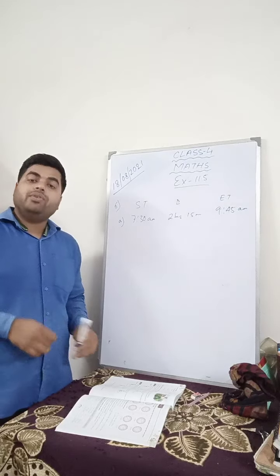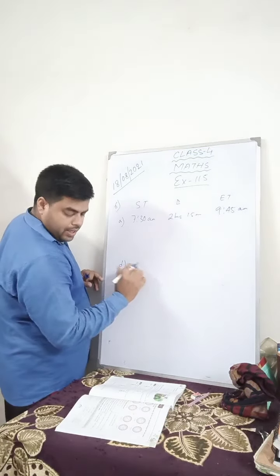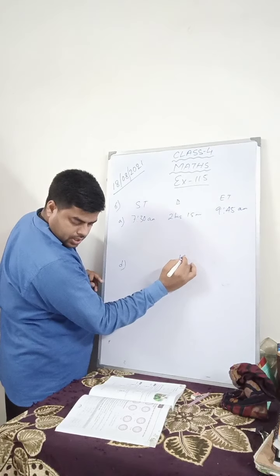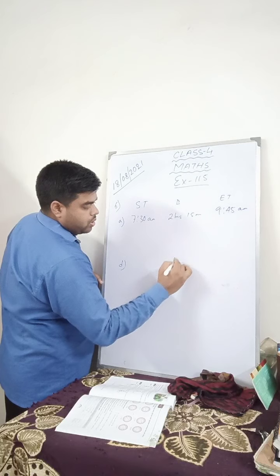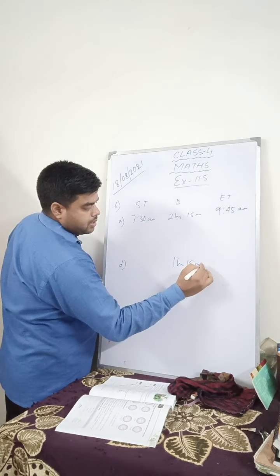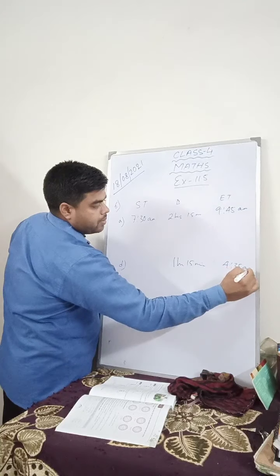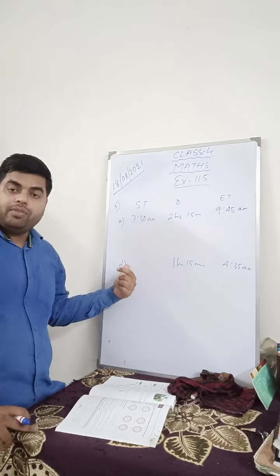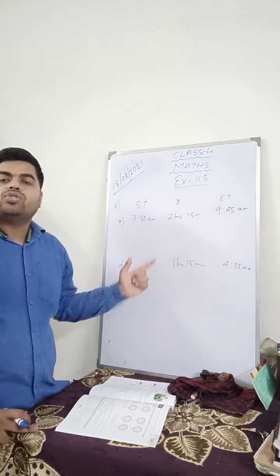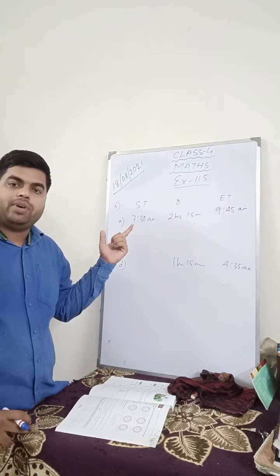Now suppose they give you the end time, let me show you one. Number D. The duration is 1 hour 15 minutes and the end time is 4:35 AM. So first you have to go 1 hour back. That means you have to find the starting time, because they have given you the ending time. So just go 1 hour back: it is 3:35 AM.